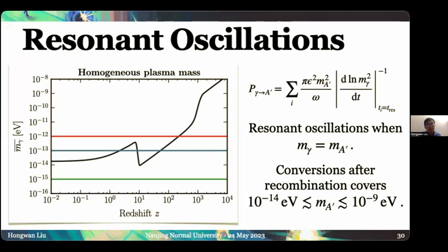And so because the plasma mass scans values between 10^-14 to 10^-9 eV, any dark photon mass between these two masses will lead to some kind of resonant conversion, sometimes even multiple resonant conversions. And because of that, you're going to see some disappearances in the CMB that you can hopefully constrain, as a function of epsilon and m_A'.